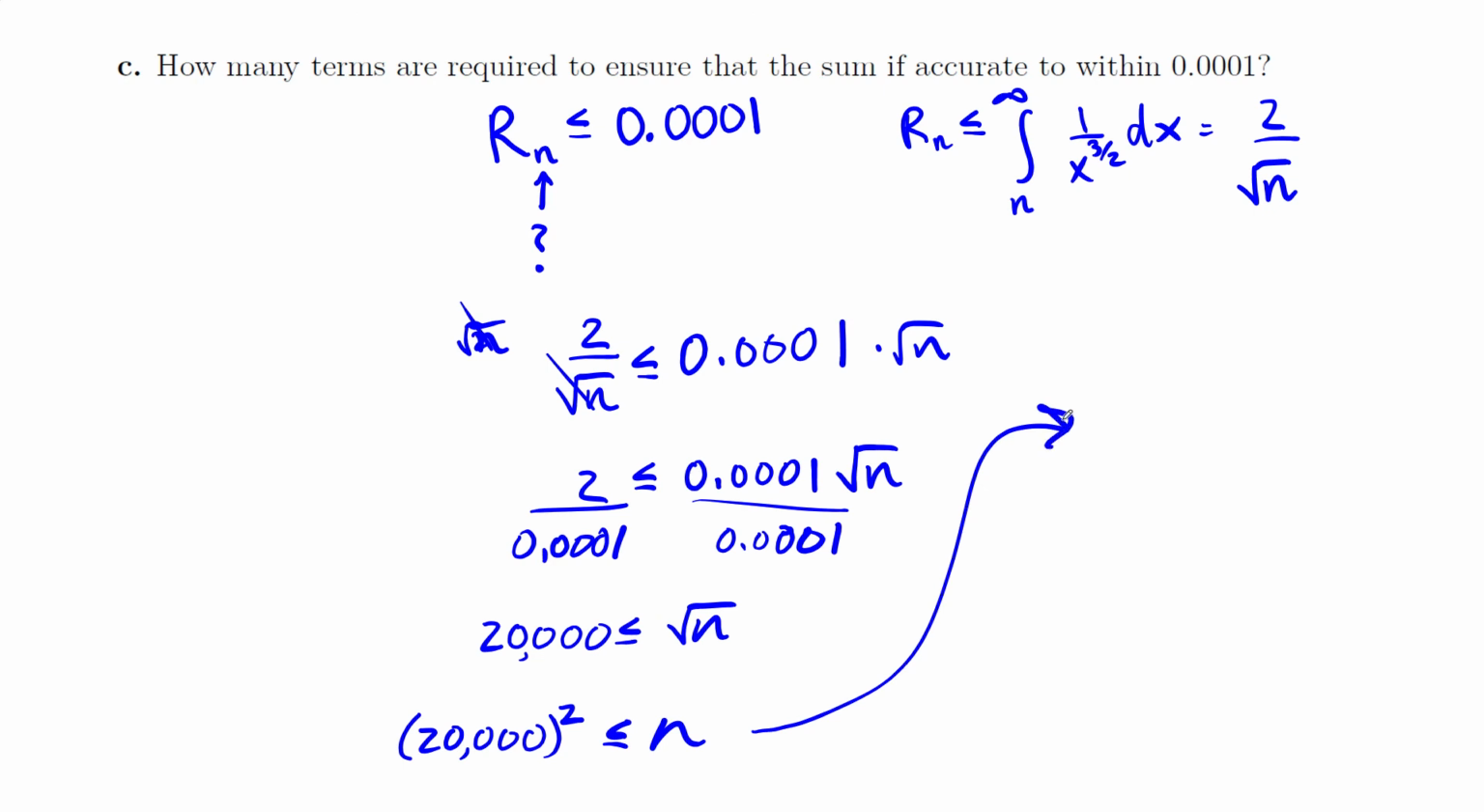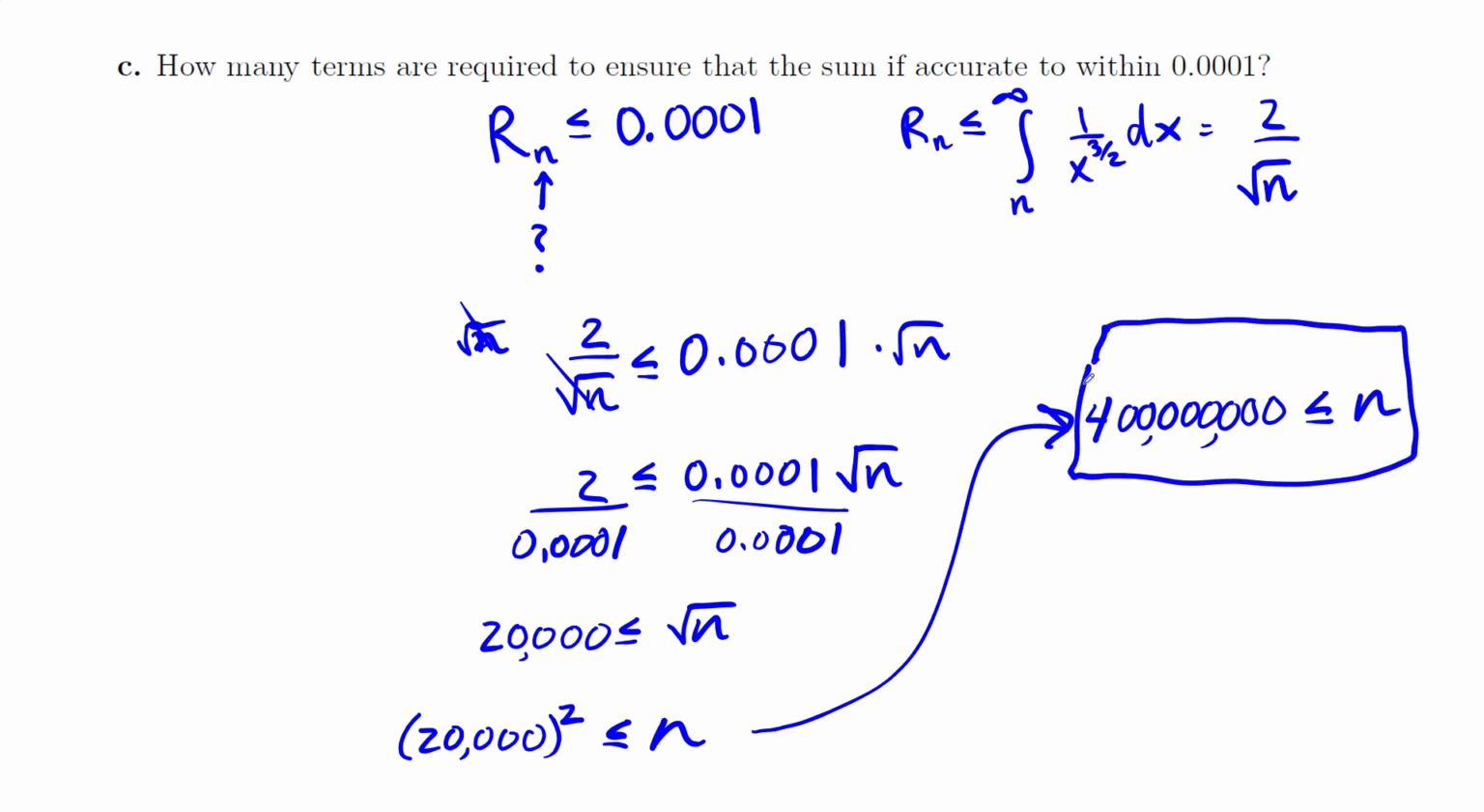So if you want that much accuracy, what you're going to have to do is use at least that many terms. 400 million terms. So kind of a lot in this case. So you'll have to maybe think about how important it is that you get this much accuracy in your answer.